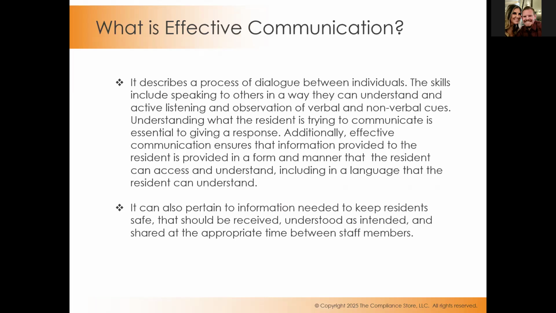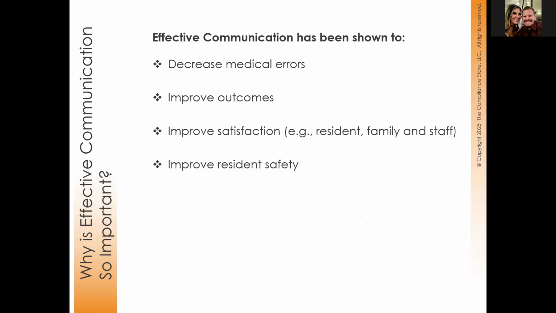What is the other bullet point here? It can also pertain to information needed to keep residents safe. That should be received, understood as intended, and shared at the appropriate time between staff members. Effective communication has been shown to decrease medical errors, improve outcomes, improve satisfaction, and improve resident safety.